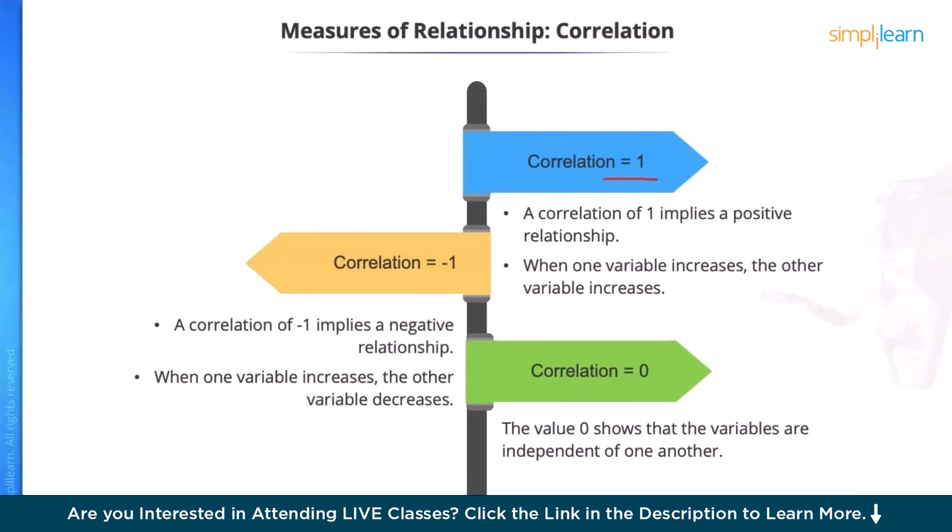A correlation equal to 1 implies a positive relationship. That is, when one variable increases, the other variable also increases. A correlation value of -1 implies a negative relationship. That is, when one variable increases, the other decreases. A correlation coefficient of 0 shows that the variables are completely independent of each other.